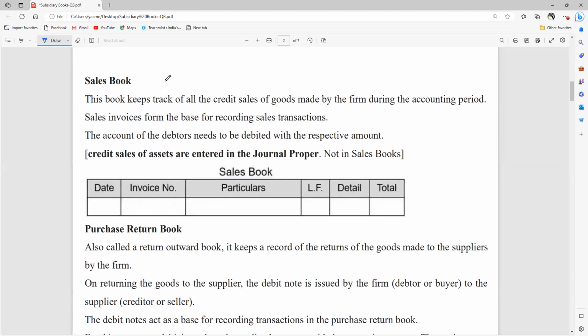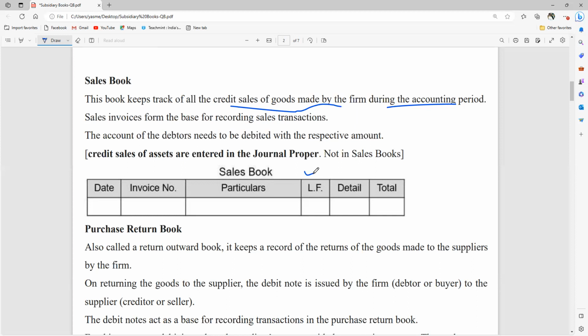Okay, next is sales book. This book keeps track of all the credit sales of goods made by the firm during the accounting period. So here they are clearly saying that sales book records the transactions relating to sales. If we have sold any goods in the market to any customer on a credit basis during that particular accounting period, that may be for a month, quarterly or yearly, annual basis, whatever it is, we have to record it in a sales book here.